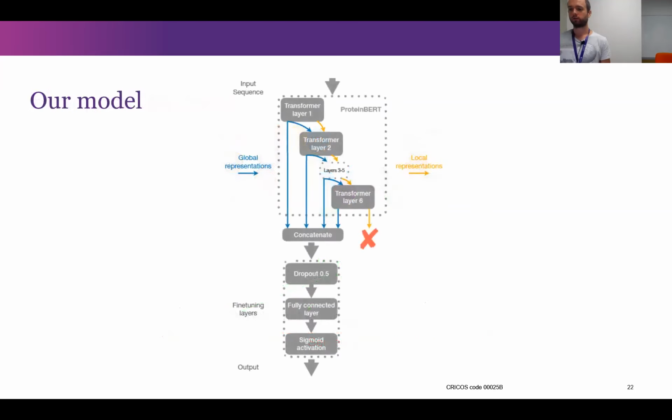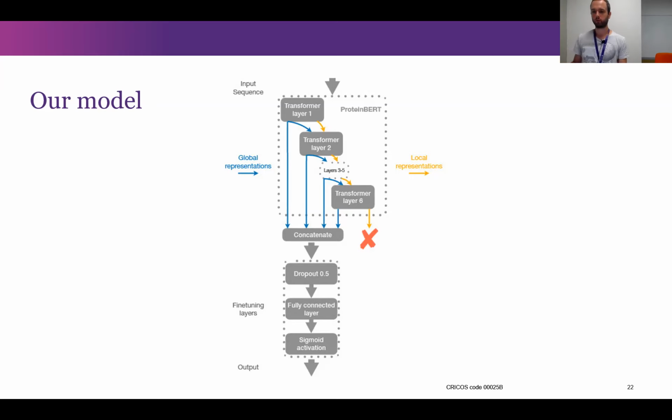So here's our model. This dotted circle is protein BERT. And we decided to use not only the model output, which is the output of the last layer, but to combine the outputs of all the attention layers. It just increased our performance. And we basically just added fine-tuning layers.